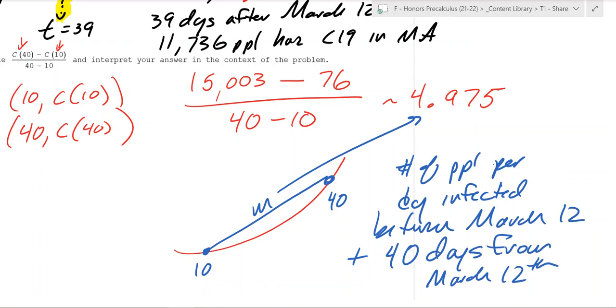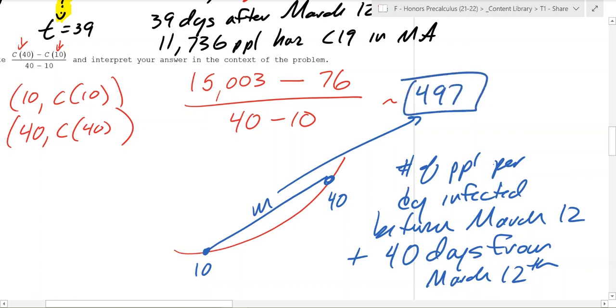And I just caught one typo on my calculator. When I did this out, it actually is 497, which is way better. Makes more sense. So it means 497 is the number of people on average infected per day between March 12th and 40 days from March 12th.